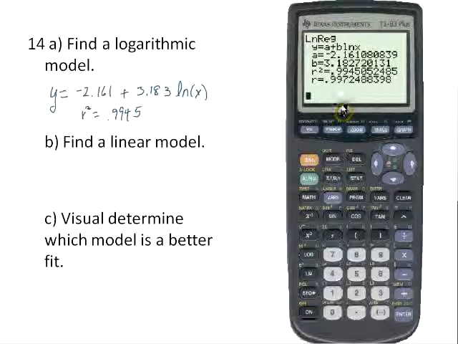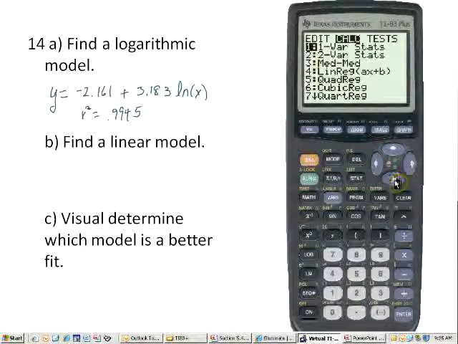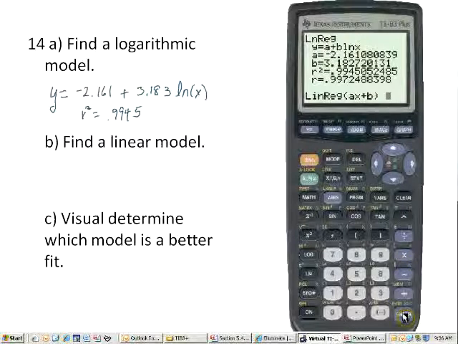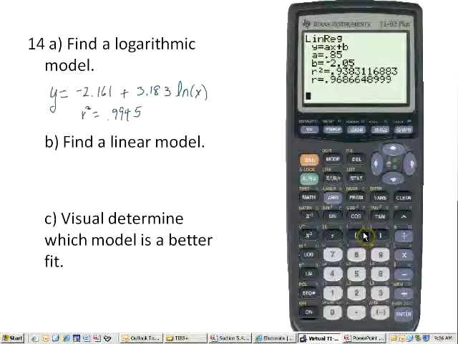Now it asks to find a linear model. So if I go back to the Stat menu, and again we want to calculate, but this time we want to use number 4 for a linear regression. If I hit enter, again I have to tell the calculator where the data is, so I hit second function, number 1, comma, second function L2, and we'll hit enter.